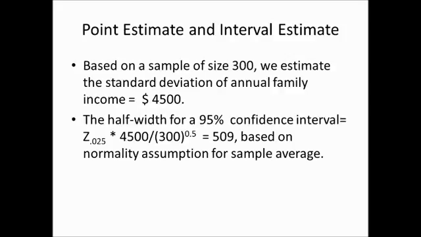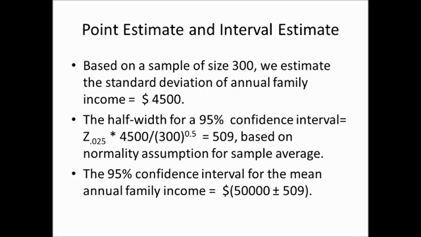So $509 is our error of estimation associated with the average and is based on normality assumption for sample average. The 95% confidence interval for the mean or average annual family income is then 50,000 plus minus 509.